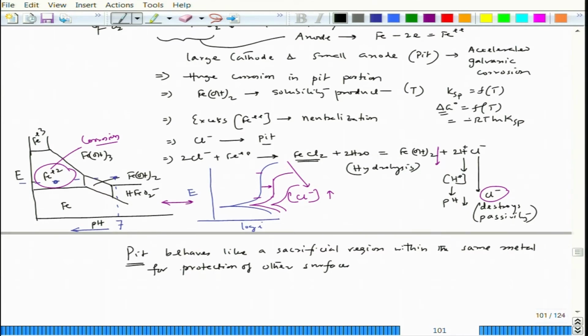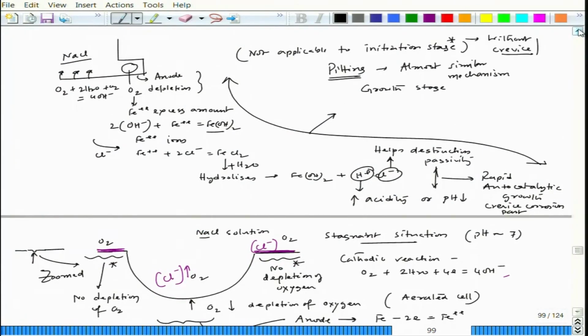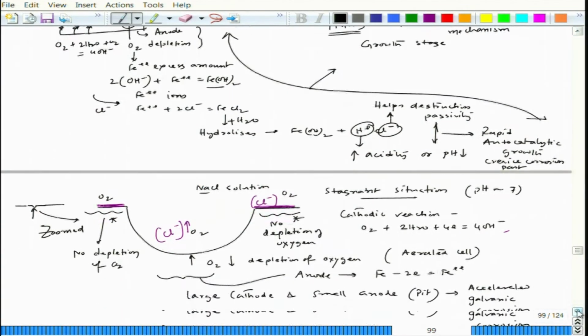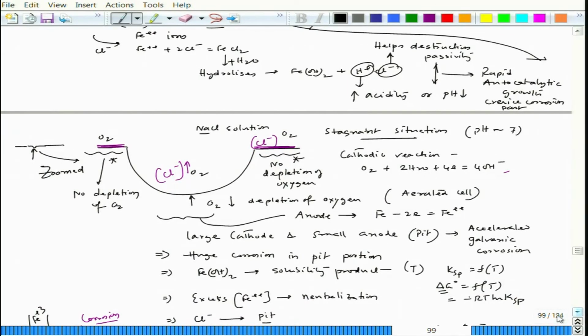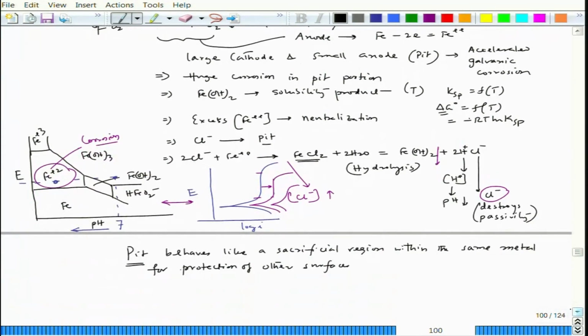Now, this happens because of this phenomenon, which is exactly the same as what we have shown in the case of crevice. But pitting cannot be considered crevice corrosion, because a pit can happen on a flat surface also. It does not need a crevice to form and then start crevice corrosion. It happens anywhere on a metal surface without any crevice.